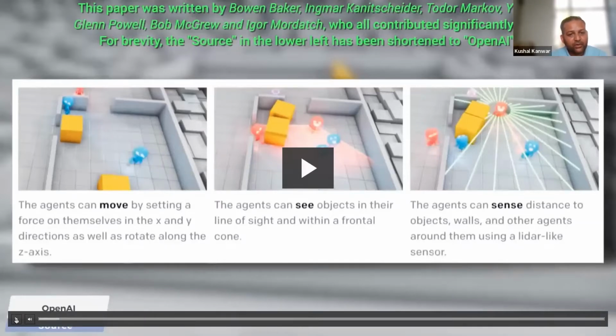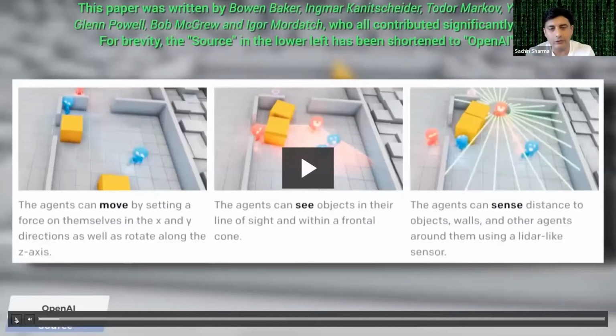So what is their cost function? Reward function. They want to be positively rewarded. So they want to avoid the punishment of getting negative points. I want to add to it.